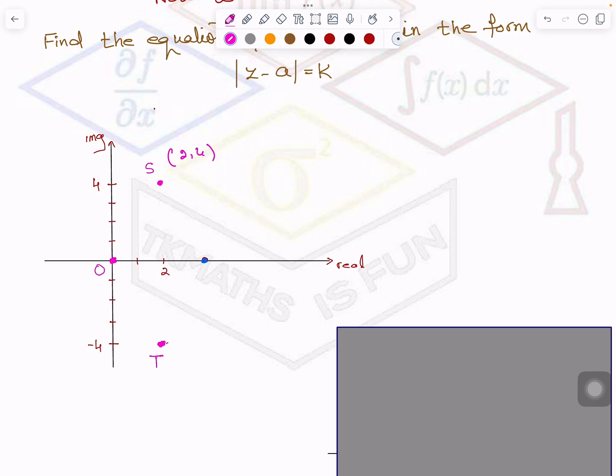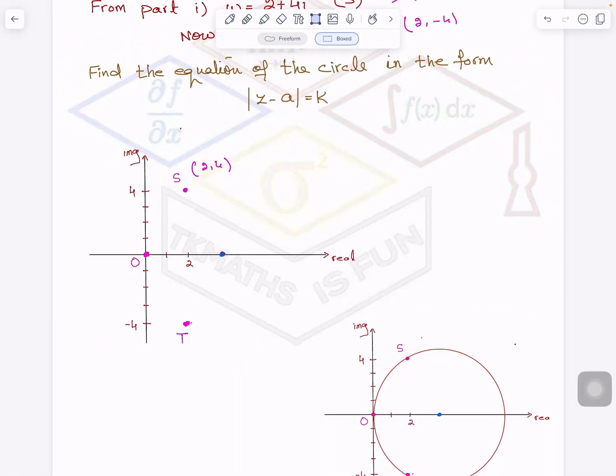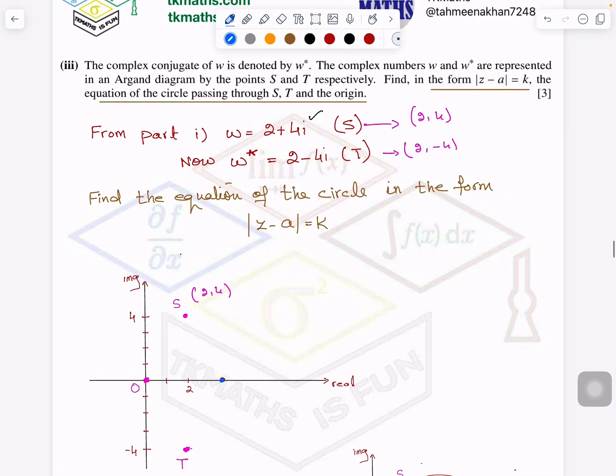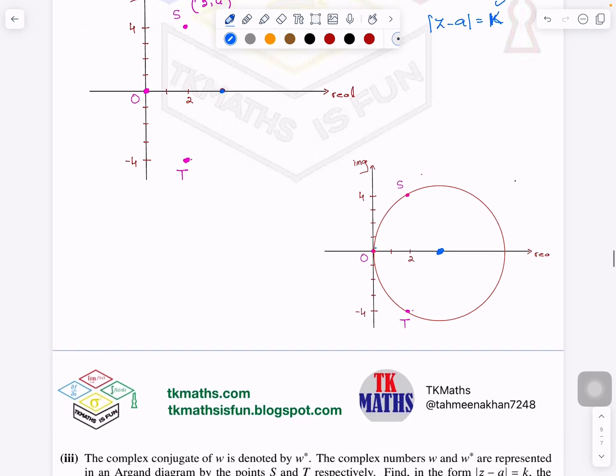So I have marked 3 points, and after that I will draw a circle which will pass through these 3 points. Here is the circle I have drawn for you. Now this blue point is representing the center of the circle. If you recall the form given in the question, K is the radius. So the radius will be the length from here till here. Agreed?